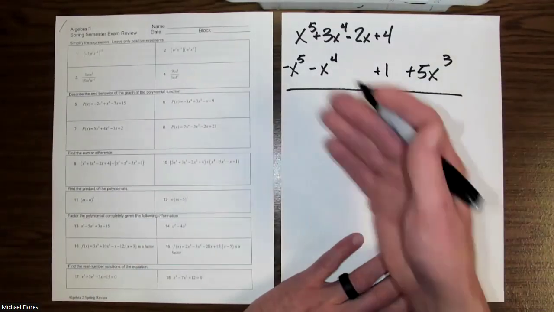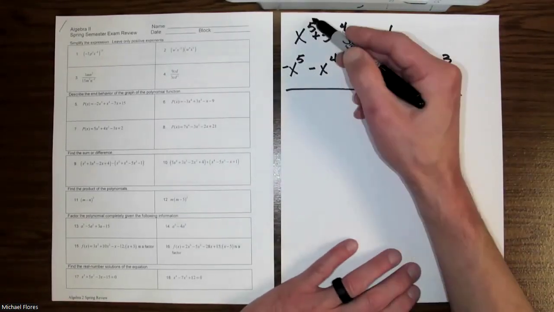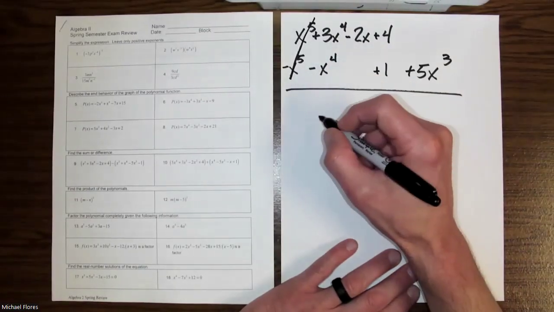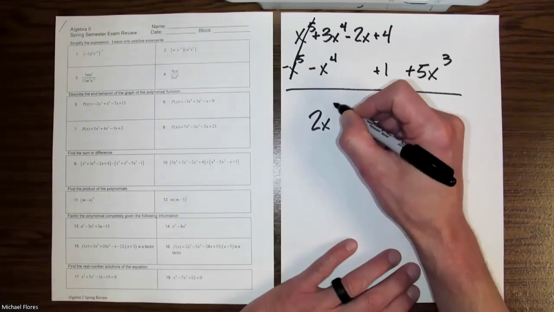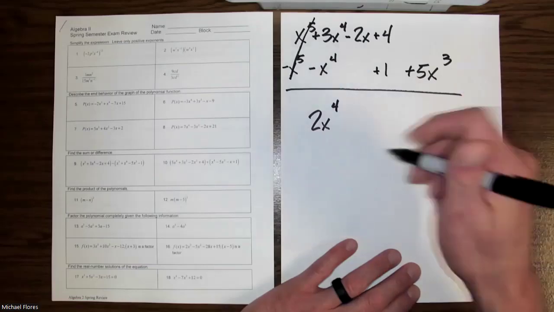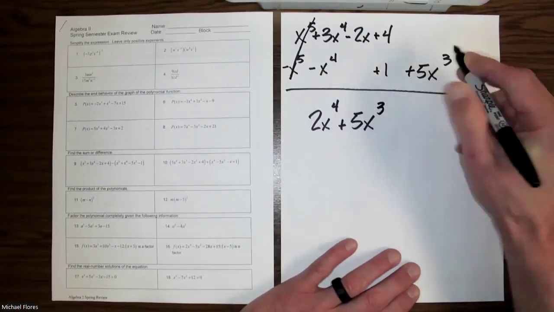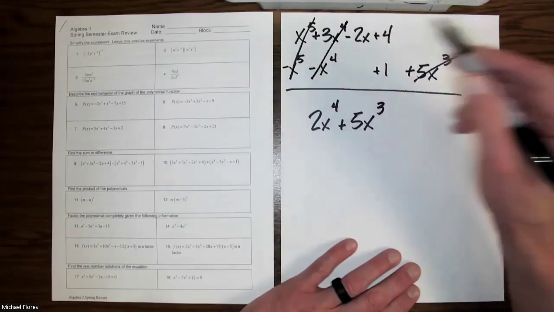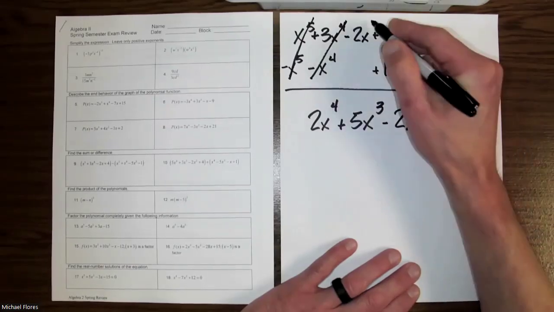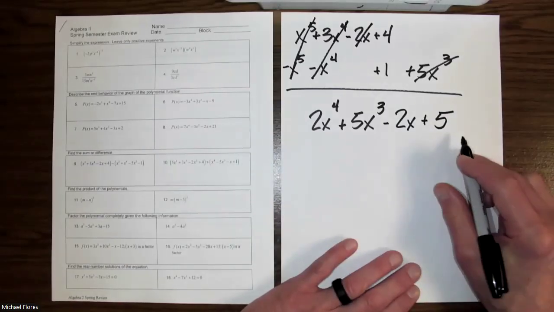All right, now I'm going to start simplifying vertically and putting it in the proper order. These cancel out. 3x to the fourth minus x to the fourth is 2x to the fourth. Now I'm going to include this positive 5x cubed because I'm going in descending order. Okay, I took care of that, took care of that. Let's see, minus 2x next. And then 4 plus 1 is 5. This is your final answer.